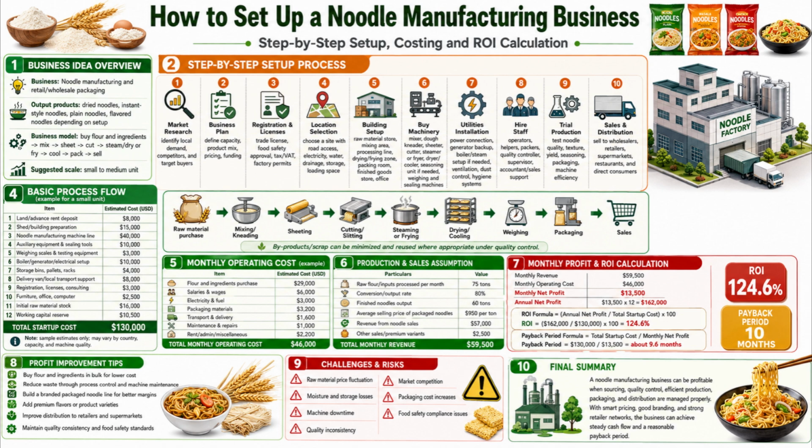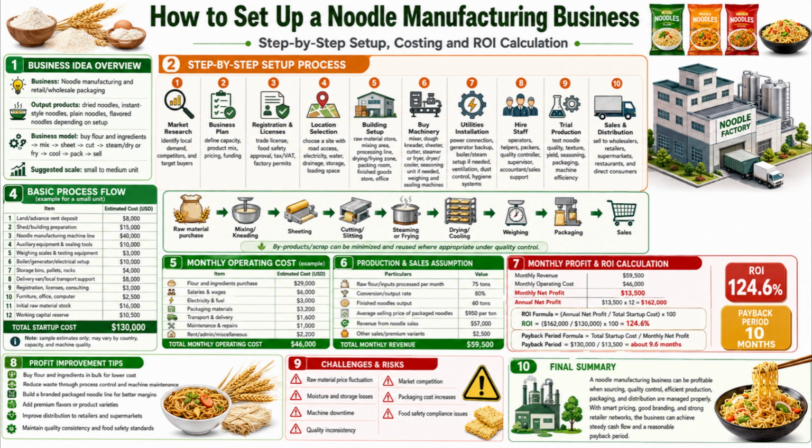Next, let's calculate the monthly operating cost. Flour and ingredients purchase may cost around $29,000 per month. Salaries and wages may cost around $6,000. Electricity and fuel may cost around $3,000. Packaging materials may cost around $3,200.